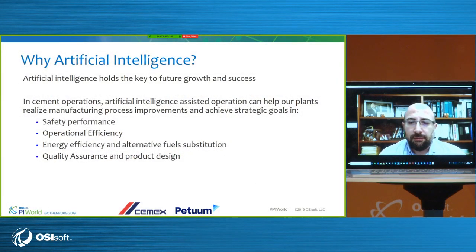So why artificial intelligence? I know it's a boom right now and everybody's talking about it, but in reality, we do think it holds the future for growth and success. In the cement operations, artificial intelligence can help us realize improvements and achieve goals that are very hard to achieve manually. It takes a lot of effort to be the best, or to strive to be the best, so we need all the tools and all the help we can get. That's being applied in safety performance, operational efficiency, energy and fuel efficiency, and of course assuring quality during our product design. Next slide, please.